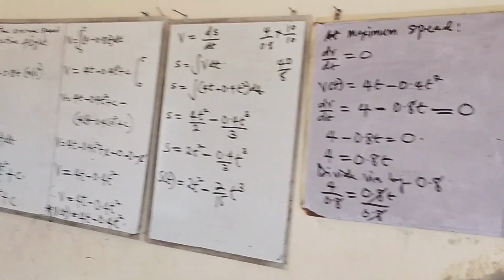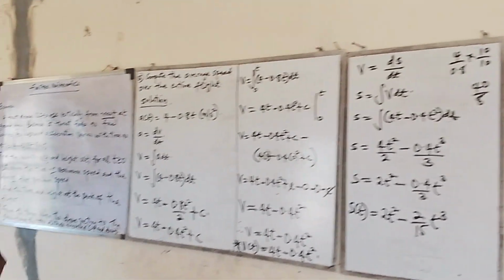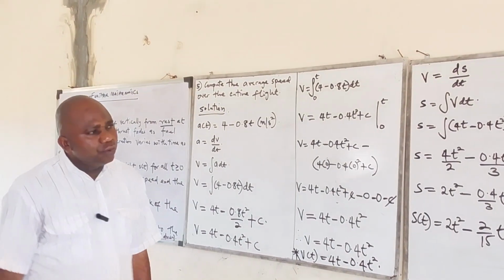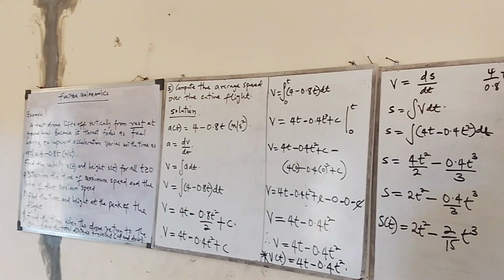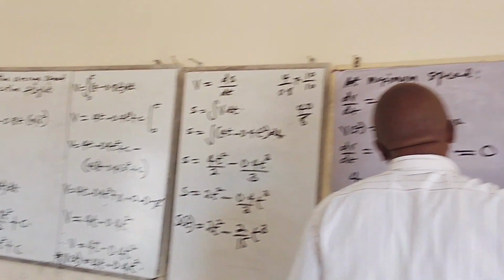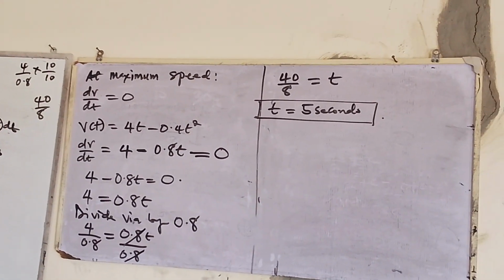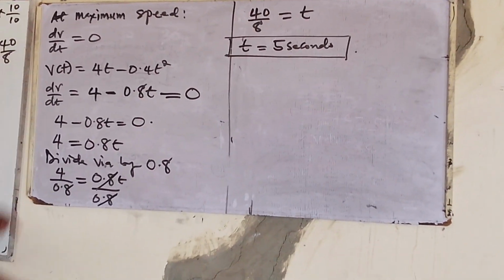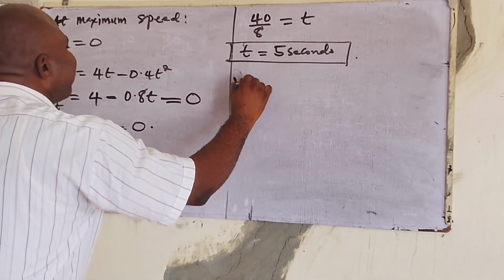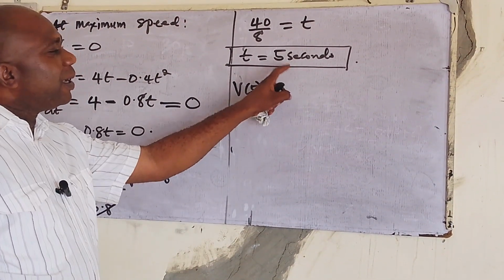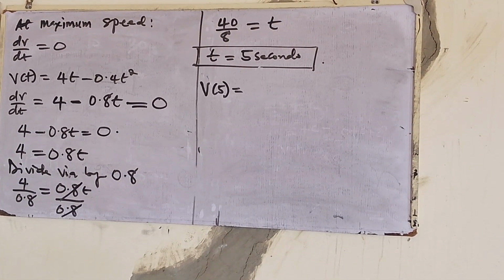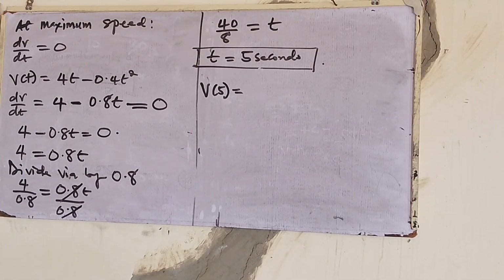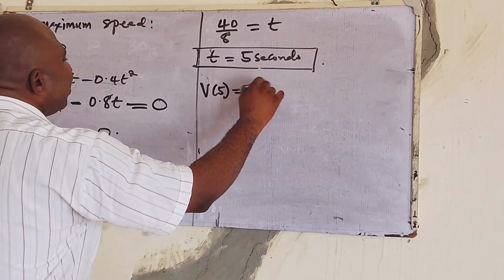Now the question is, determine the time of the maximum speed and the value of the maximum speed. Now that we have determined the time of the maximum speed, let's see the maximum speed. It will be v of 5, because the time at which we got the maximum speed is t equal to 5 seconds. So the maximum speed will be v of 5.